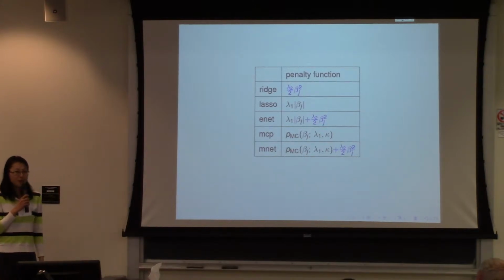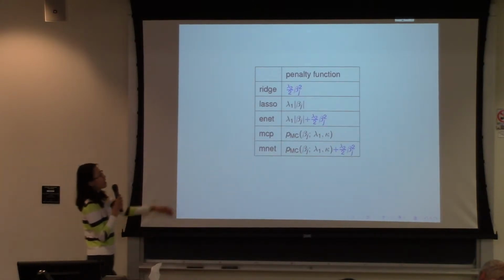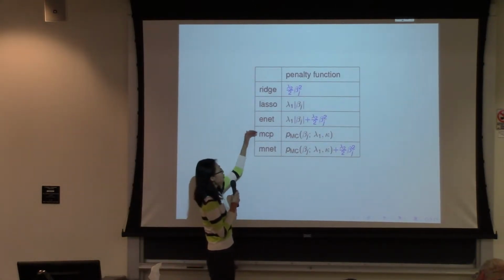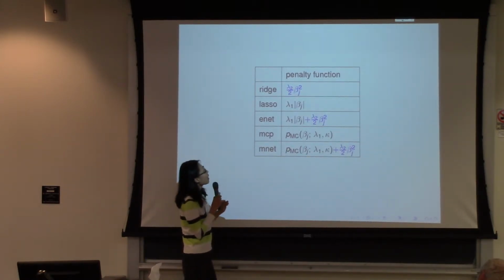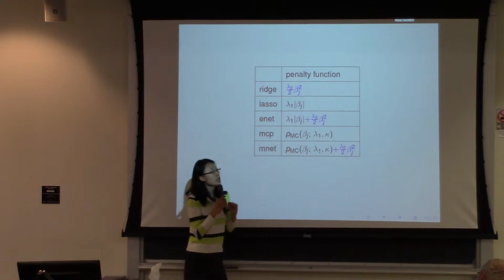Now there are a lot more penalty functions, and in addition to lasso and MCP, I listed 3 others, and they all have this square term.